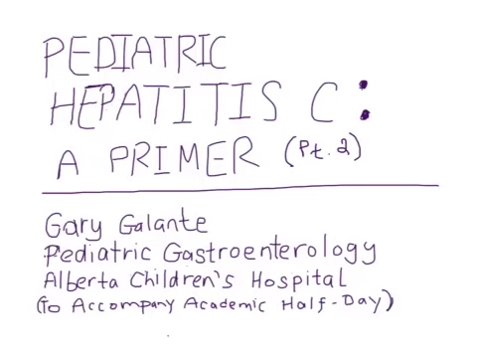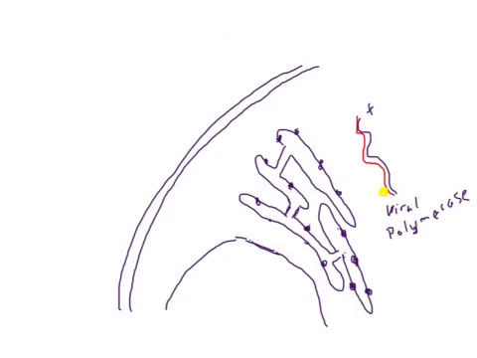This is part 2 of the primer. Unfortunately, I'd left off in the middle of my replication cycle, but where we had left off, the polymerase had just finished making the negative strand.